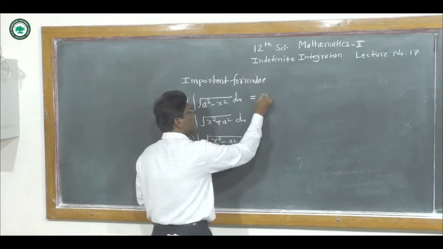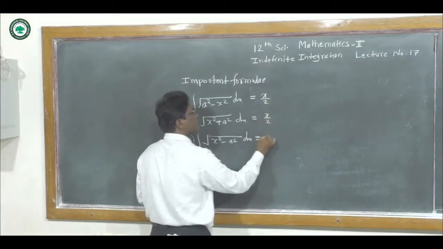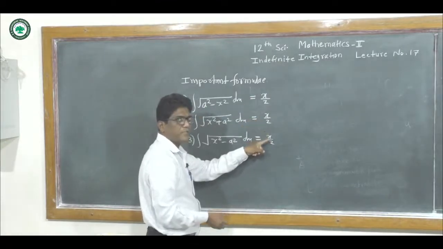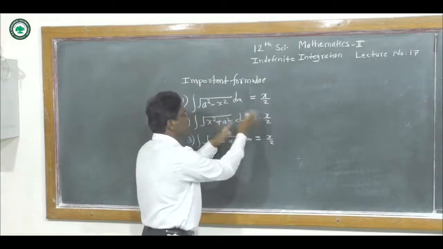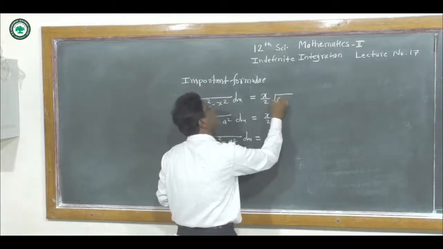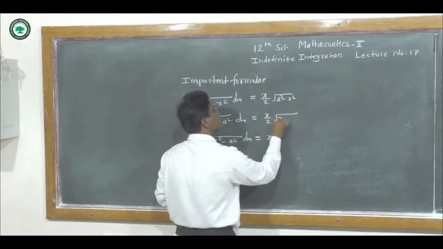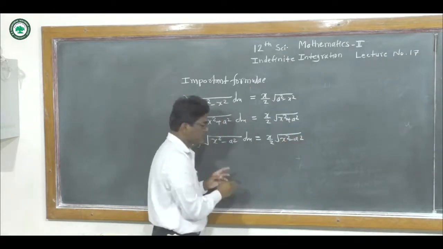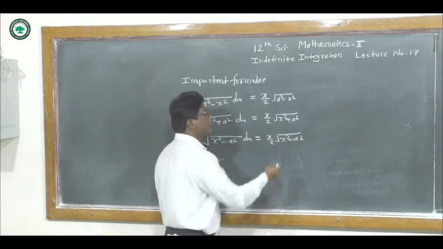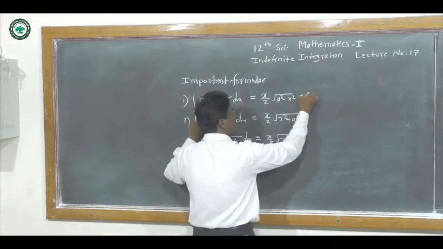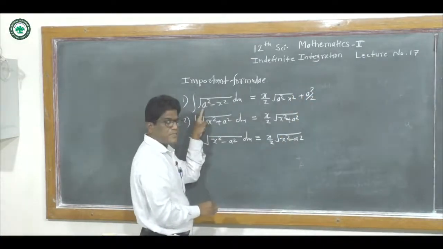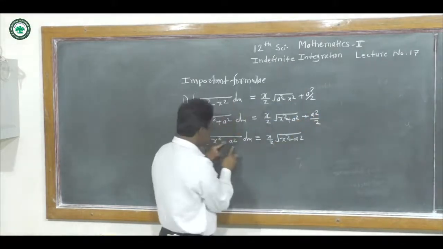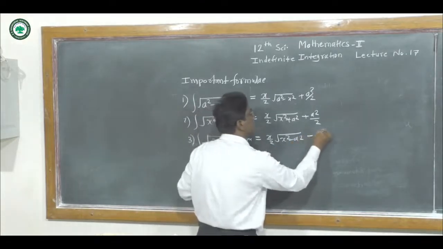In all these three formulas we take x by 2, and then write the root as it is: root of a square minus x square, here root of x square plus a square, and here root of x square minus a square. Then here plus a square by 2, because here a square is plus. Here a square is minus, so take minus a square by 2.